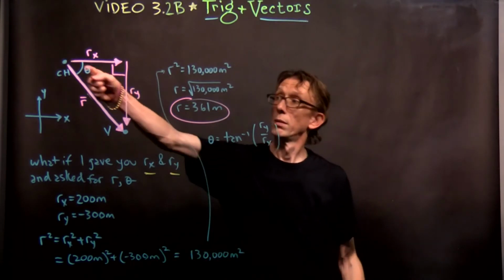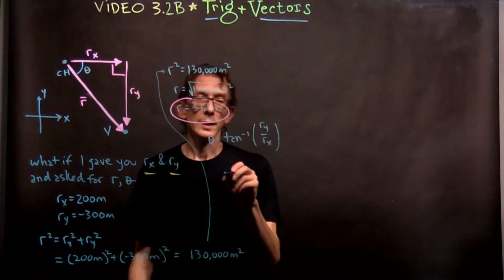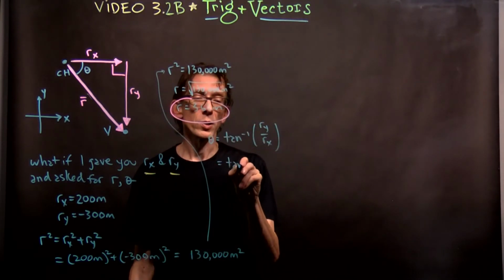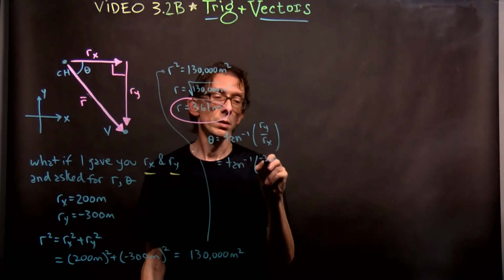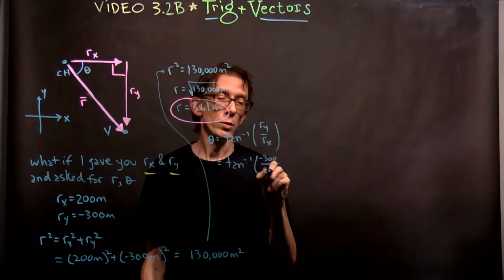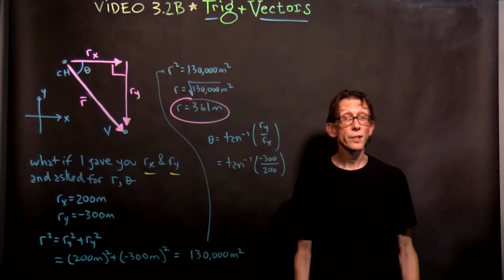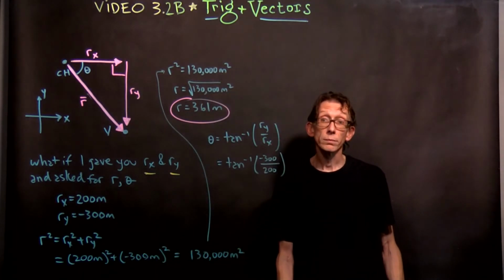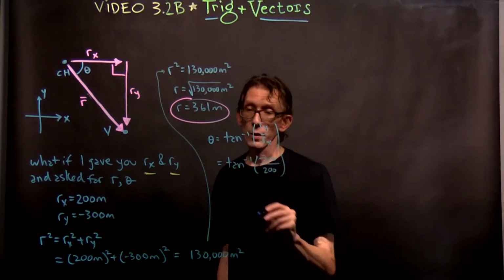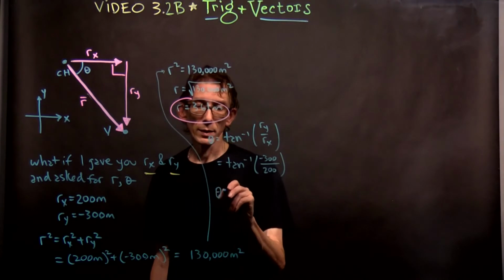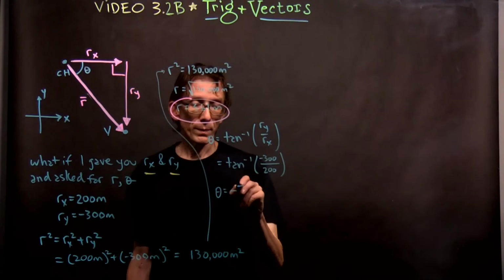The opposite, which is Ry, divided by the adjacent, which is Rx, that's going to be equal to the inverse tangent of Ry, which is negative 300 over 200. The meters cancel, right? Negative 300 meters over 200 meters, the meters cancel. Put this into your calculator and you'll get theta equals minus 56.3 degrees.